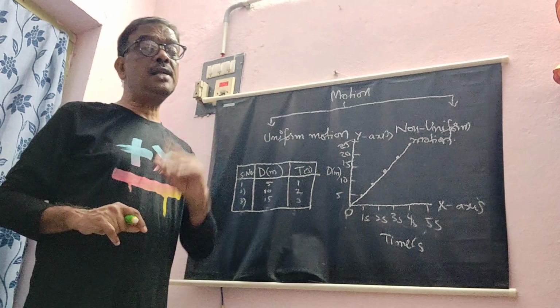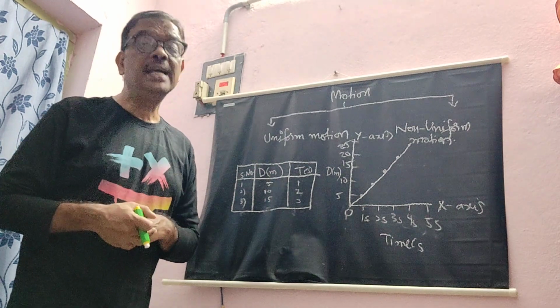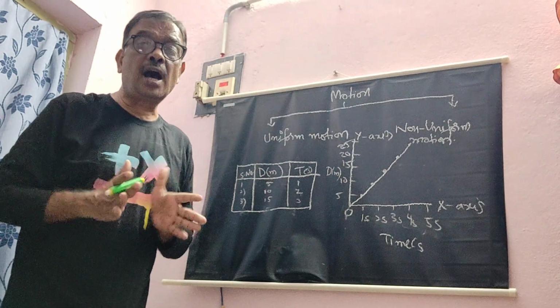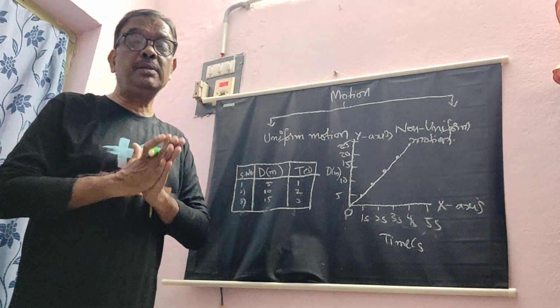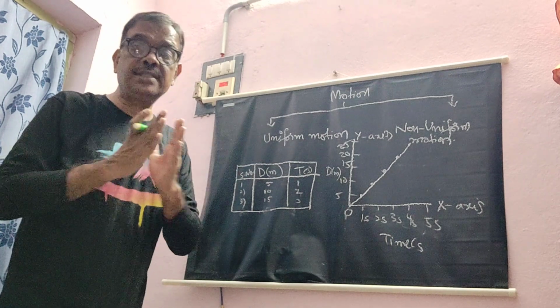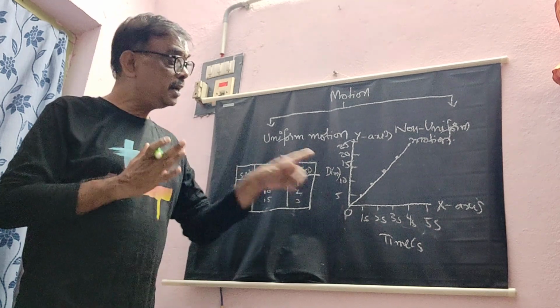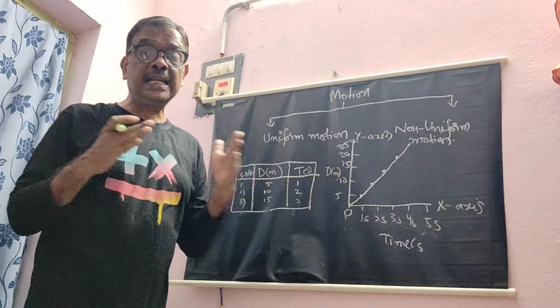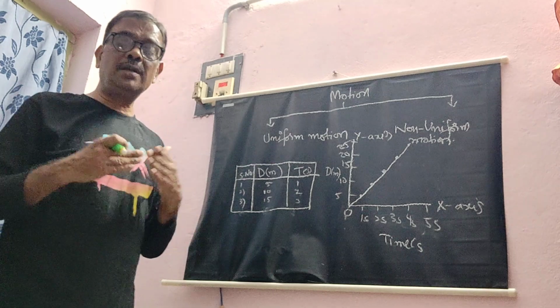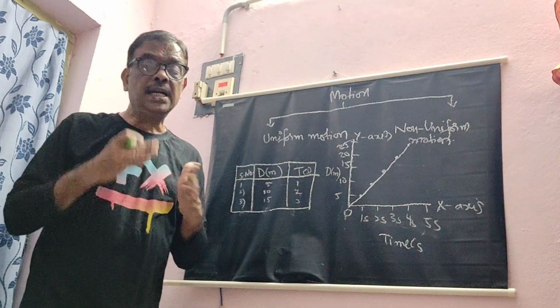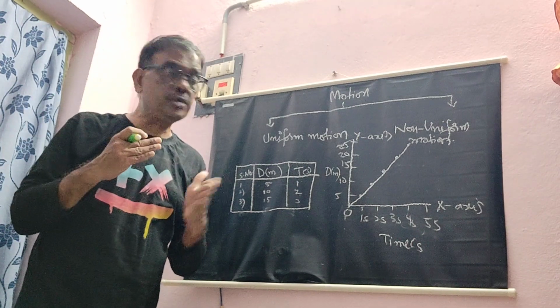If we get a straight line graph, what does it represent? It represents that the motion is uniform. What do you mean by uniform? Covering equal distance in equal interval of time. So here distance and time are directly proportional to each other. What does directly proportional mean? Distance and time are directly proportional.